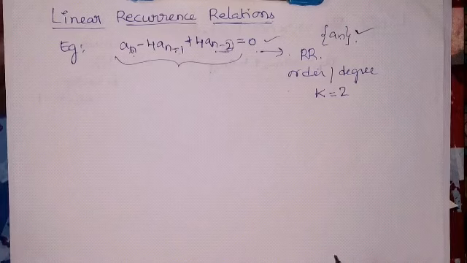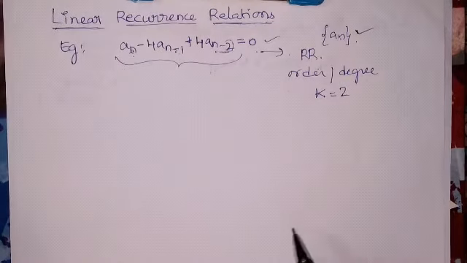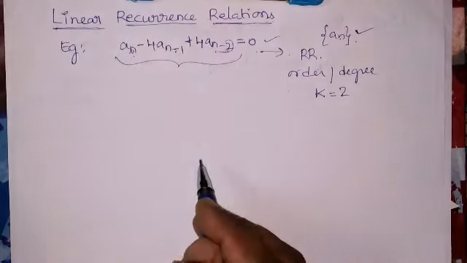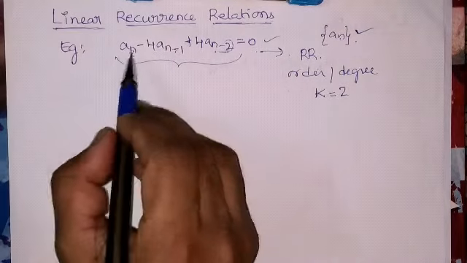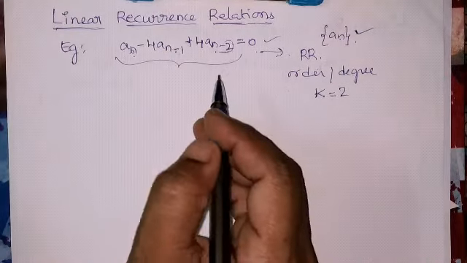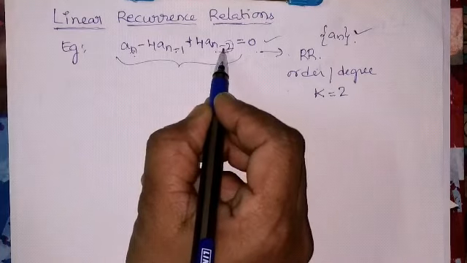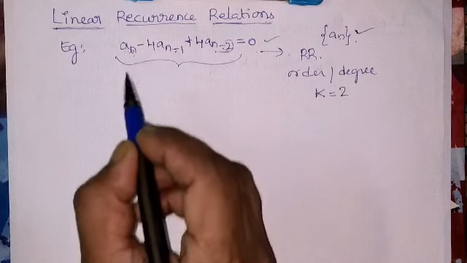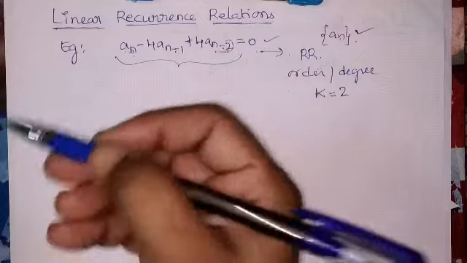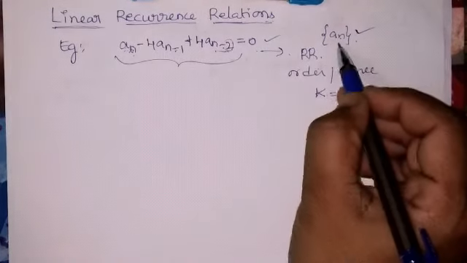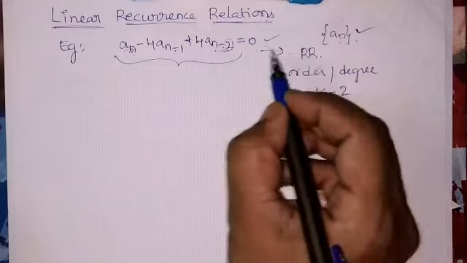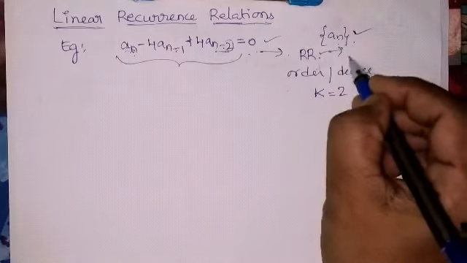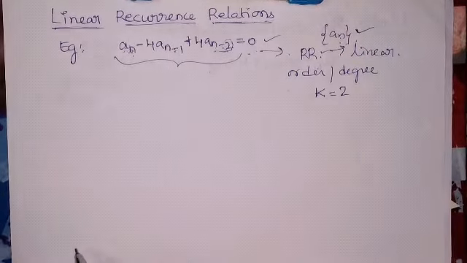Now let us concentrate on the linear type of recurrence relations. When we observe the terms of this equation, we have 3 terms on the left hand side. In each of the terms, a term of the sequence exists individually. It means there is no product of 2 or more terms of the sequence in any of the terms in the relation. Therefore, this relation is called a linear recurrence relation.